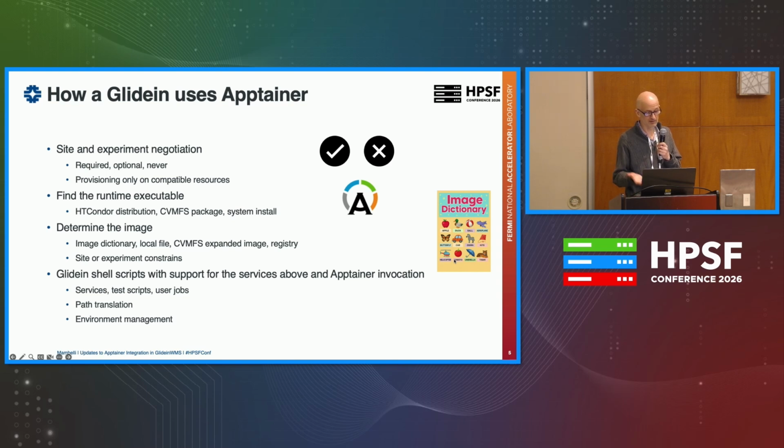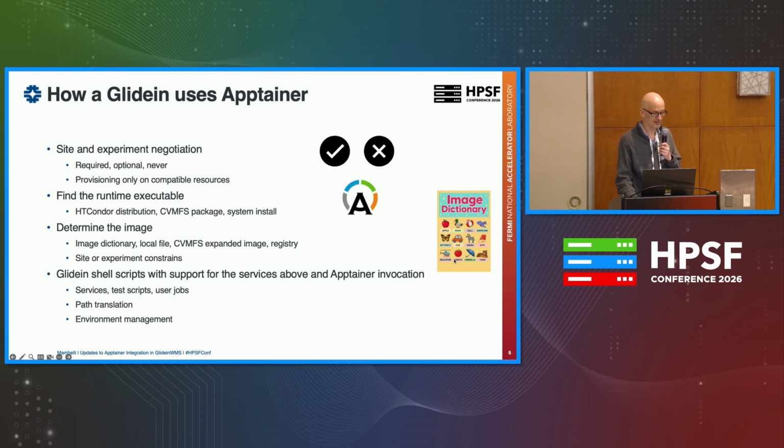so when an experiment and a site allow the use of Apptainer, they negotiate. So a site could require a container in order to ensure separation or avoid interference between different jobs, and the same for the VO.